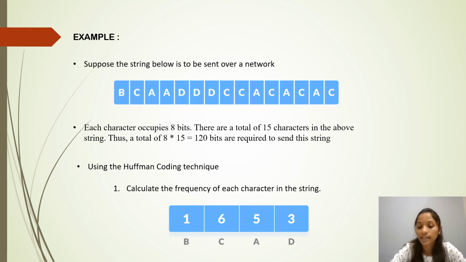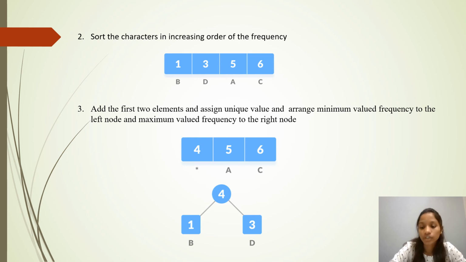And A: how many A characters are there in the above string? The frequency of A is 5. And D: how many D characters are there? The frequency of D is 3. Next, we have to sort the characters in increasing order of frequency. Then we arrange the obtained frequencies in increasing order.